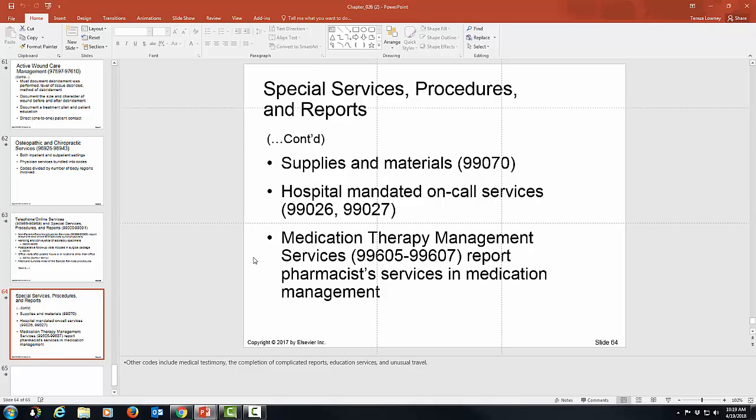Our very last slide is talking about the supplies and material, 99070. By now you've got this ingrained just indelibly there that you can use that all the time.